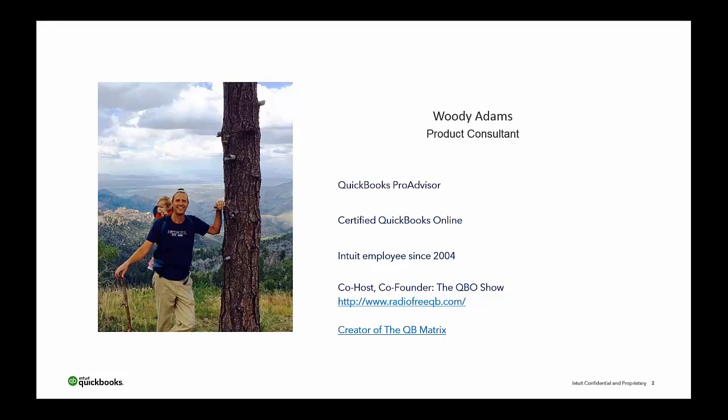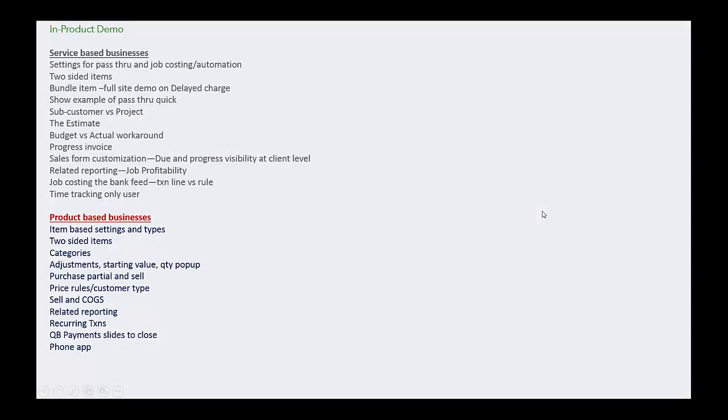Now, this is what we're going to focus on today. Tomorrow's a service-based business, heavier on job costs and things like that. Today's product-based. We're going to look at item-based settings and types, what you have to turn on for inventory. I'll be in QBO Plus, obviously. Two-sided items, we'll just quickly go through that.